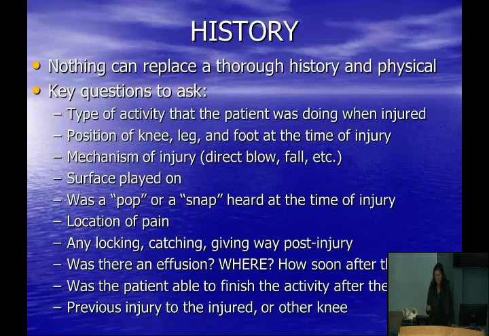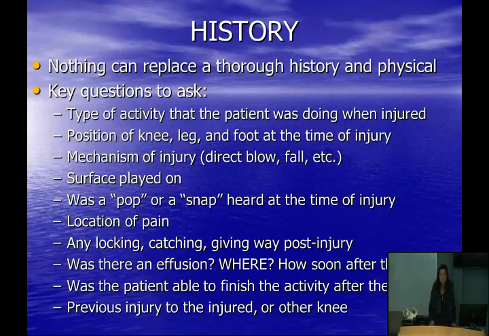AstroTurf has been great because it is easier to maintain the field, but it has a lot more friction, so these kids are getting a lot more injuries to their knees and ankles. Was there a pop, snap? You know, did they hear something? Did they feel something? Where does it hurt? Is there any locking, catching, giving way post-injury? Was there an effusion? Did it blow up right away? Or was it just a little bit, or did it not do anything at all?